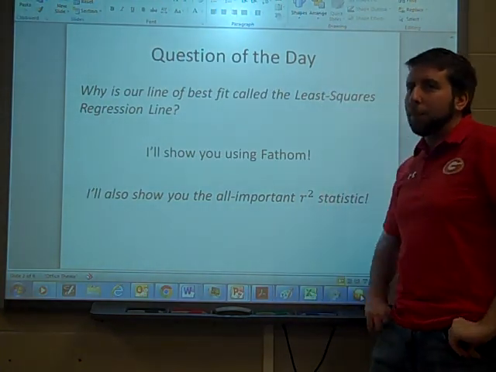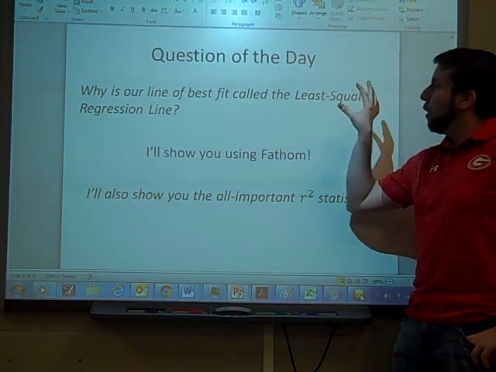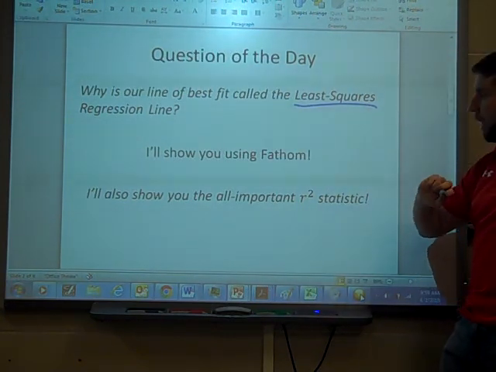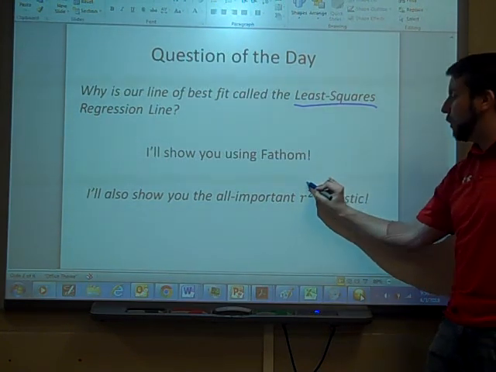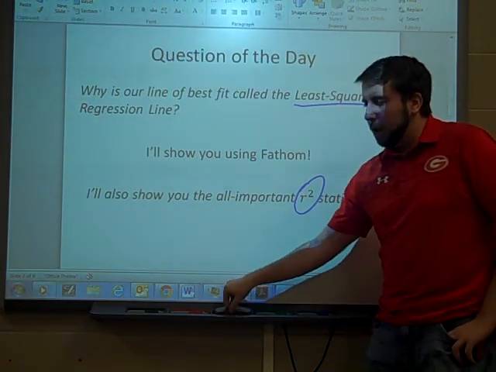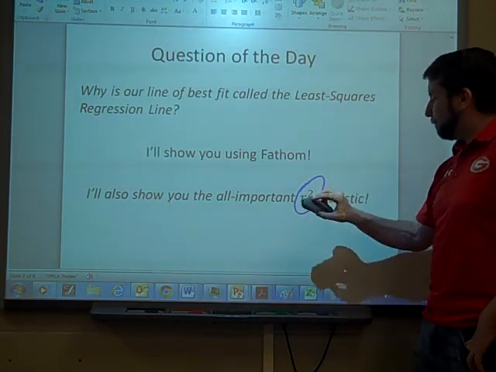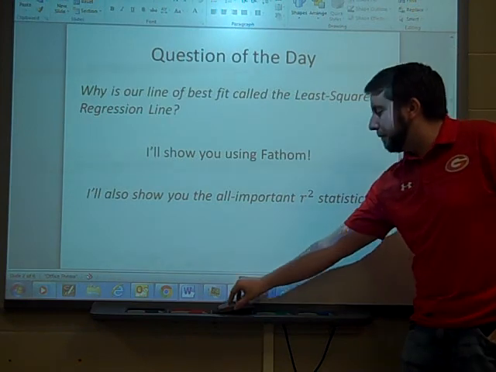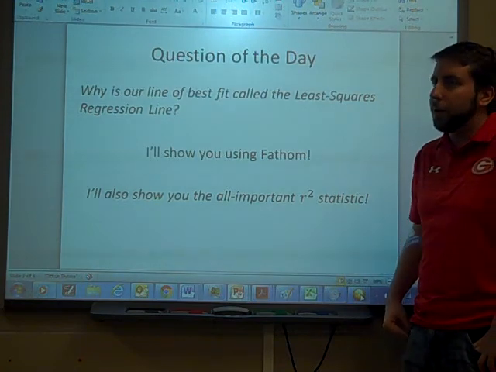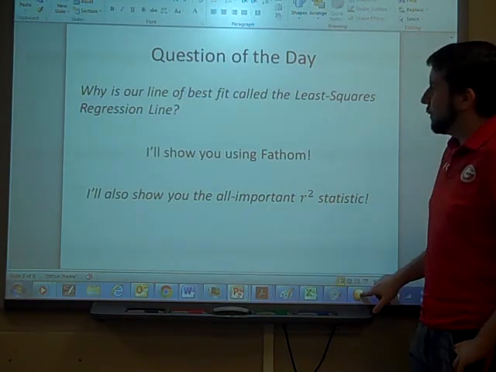But with this video, I'm going to start by doing something I promised I would do in the last couple of videos. I'm going to explain to you why our regression line is called the least squares regression line, why that's so important. I'm going to do it using my Fathom software. I'm also going to show you R squared, the R squared statistic. This is something I think I mentioned last year in pre-calc, but we didn't really get into what it means. The basics of it is that it is the R value squared. Calculating it's easy. It's what you think it would be. But it has a very particular meaning, and we're going to talk about why it's so important and so interesting.